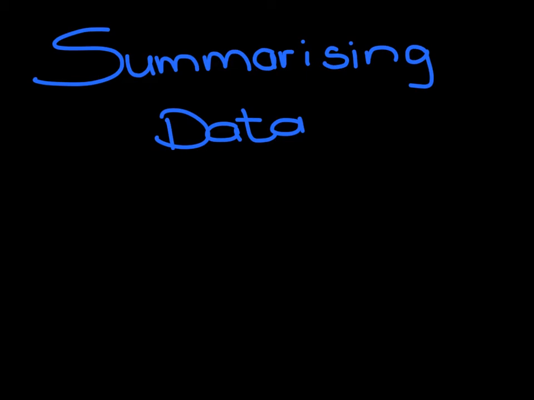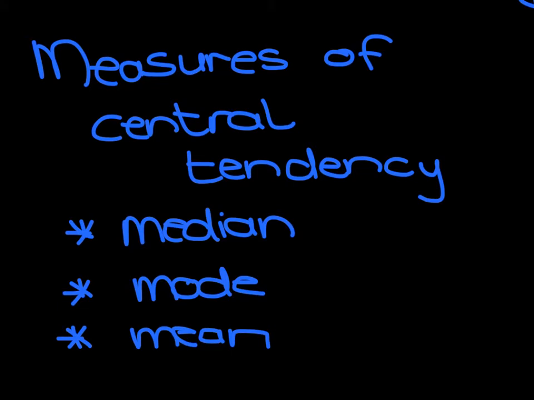Summarising data. Measures of central tendency. Now look at the word central tendency. These two words mean something. Central means in the middle, and tendency is if it's got a habit of being like that. So we want to find the numbers that are central or more or less central. We're going to look at median, mode, and mean.